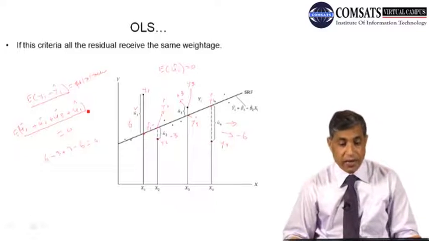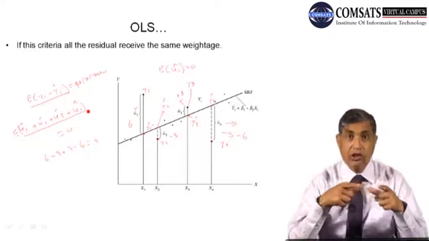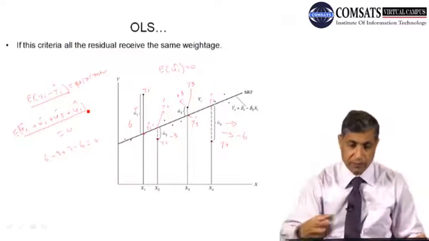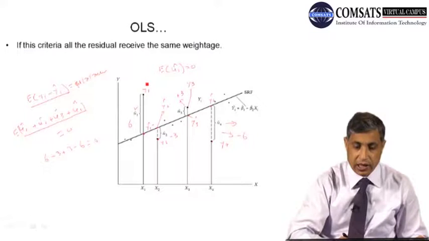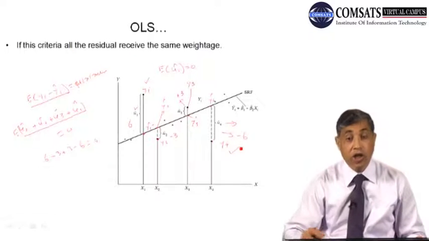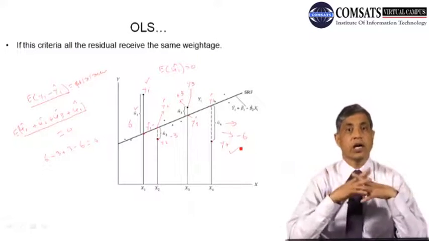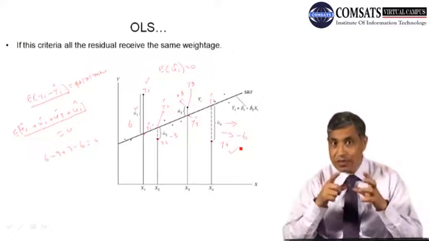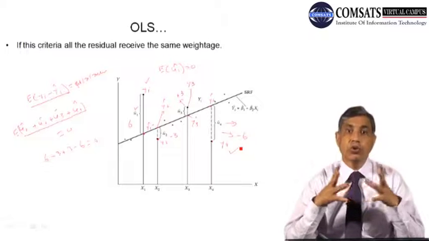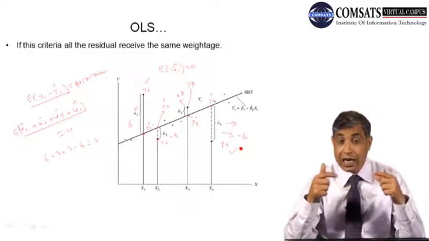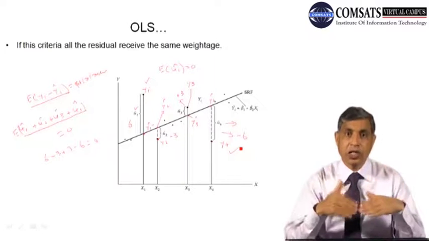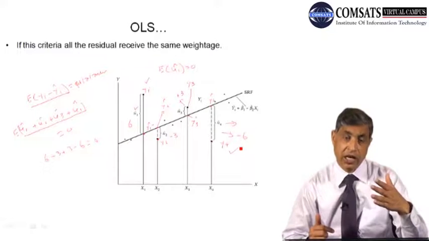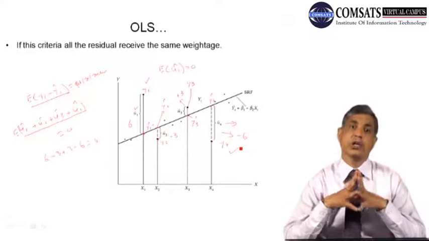This is not true, because although the residual sum is equal to 0, some of the values, for example this y1 and this y4, are very far away from your estimated regression line. So although the mean of the residual is equal to 0, it is still not the true picture, because it is possible that some of the values are far away from the regression line, but the residual sum is again equal to 0.